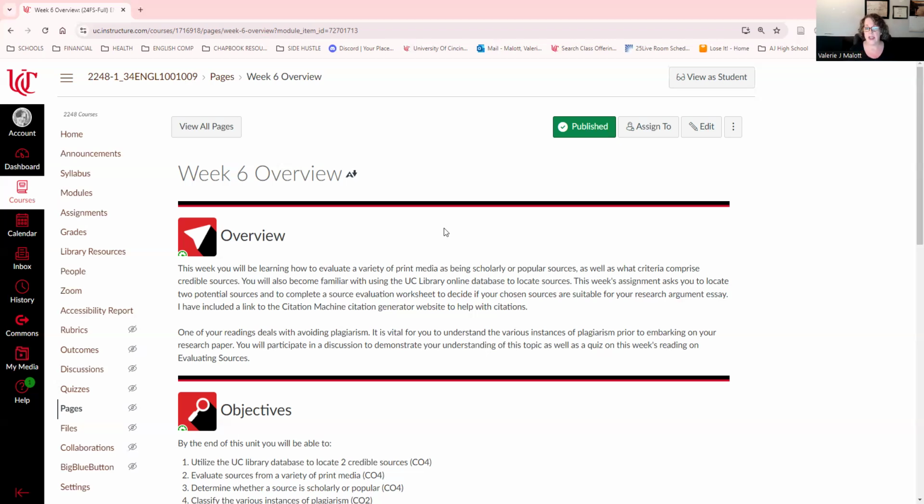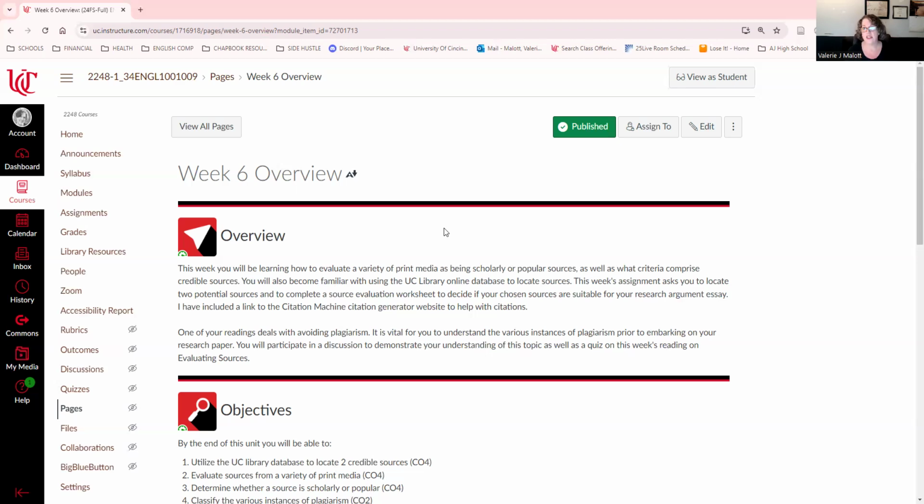I've included a link to Citation Machine, which is a citation generator that can also help you with citations. One of the readings this week deals with avoiding plagiarism, and this is something that I probably should have introduced early on in the semester, but now that we're working with sources, it becomes really, really vital that you understand the various instances of plagiarism prior to embarking on your research.